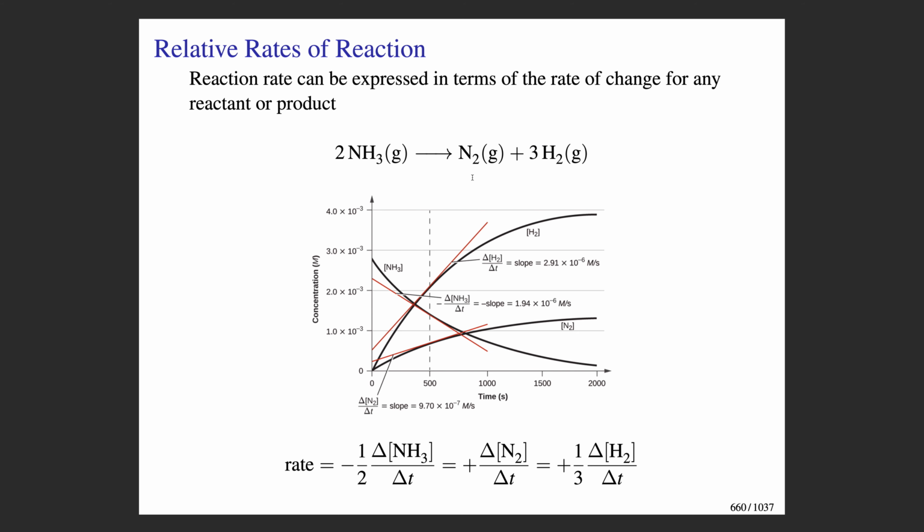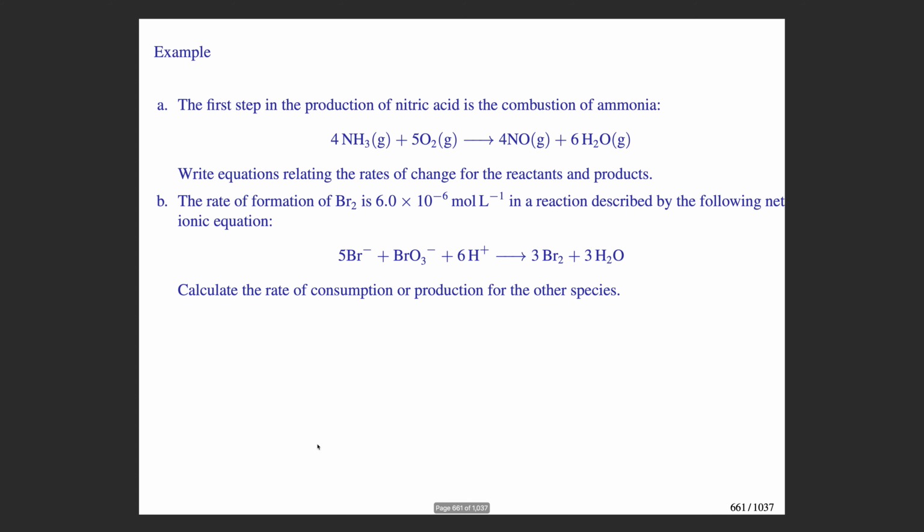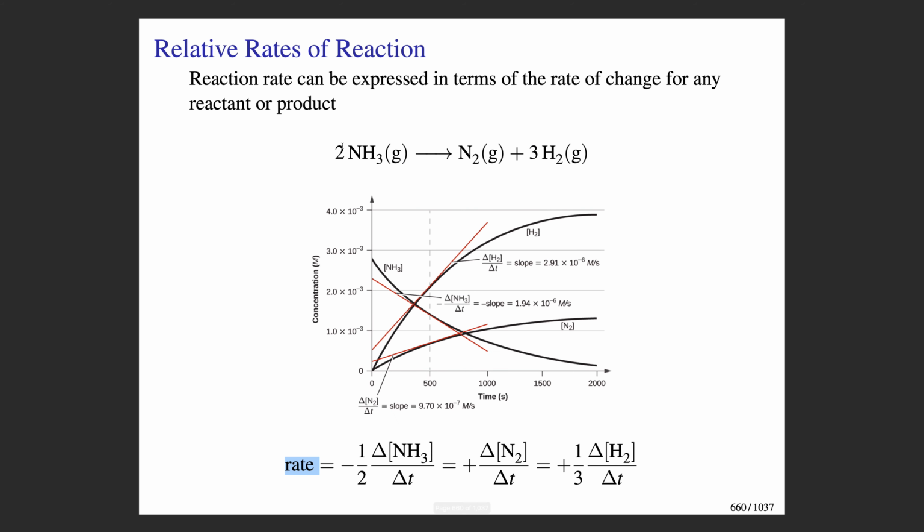So the stoichiometry is tied up in these slopes. And so we put the stoichiometric coefficients in the denominator here so that we can equalize them all and have one unique rate that is positive. Okay. So what you need to be able to do is to take any stoichiometric reaction that you're given and be able to write out these expressions and then solve little problems with the expressions.